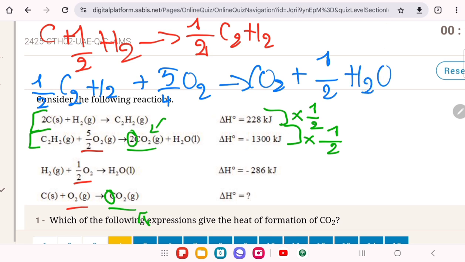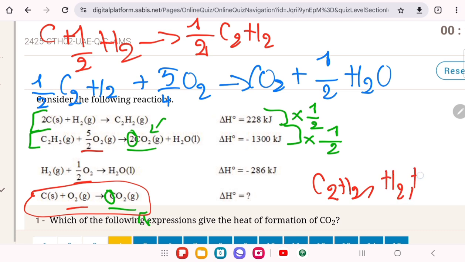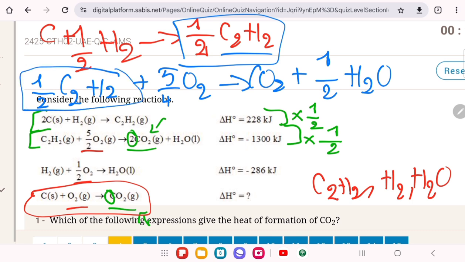Now, if you noticed, we have 3 compounds that are not needed in this. We do not find them in this final equation. So what are they? They are the C2H2, the H2 and the H2O. So we need to get rid of them. To do that, we need to have the same compound with the same coefficient in opposite places. Meaning, for example, the 1/2 C2H2. Here it is in the product, and here it's the same compound, the same coefficient, but in the reactants.